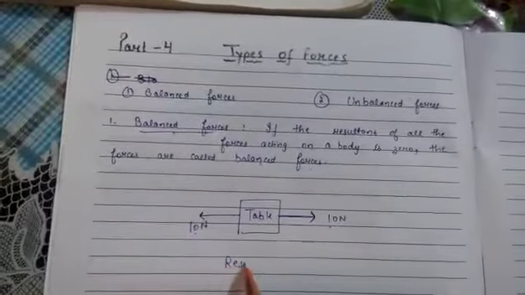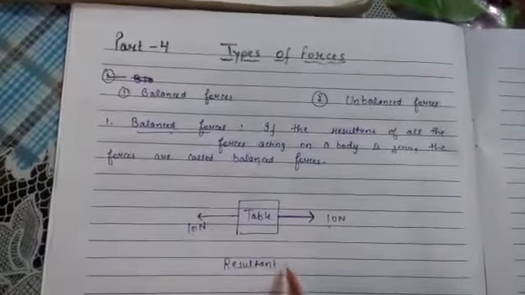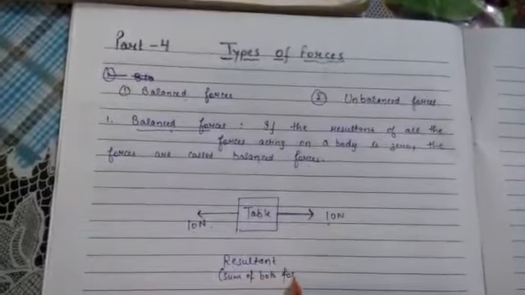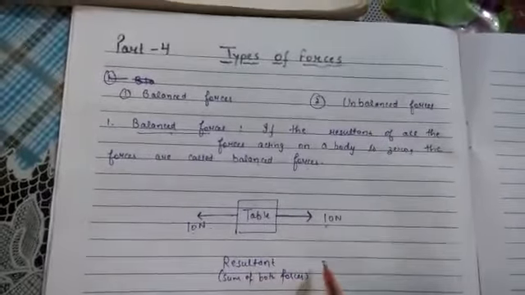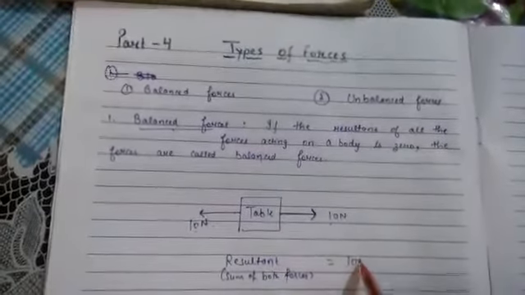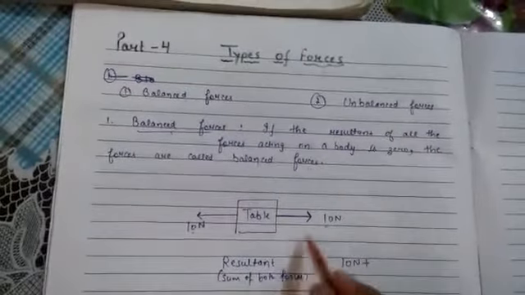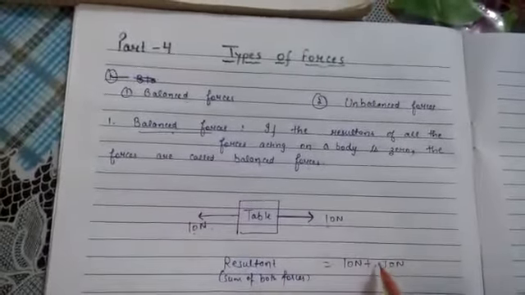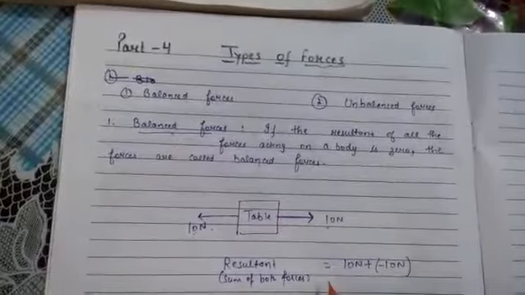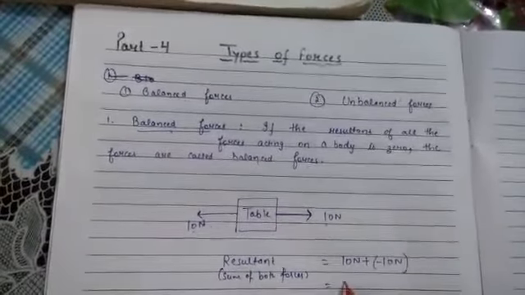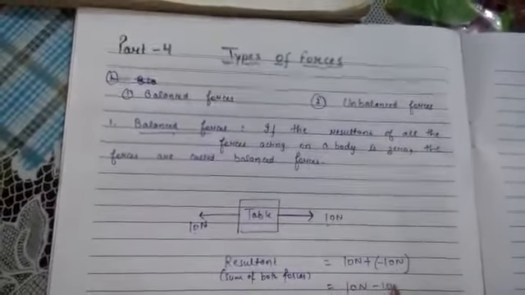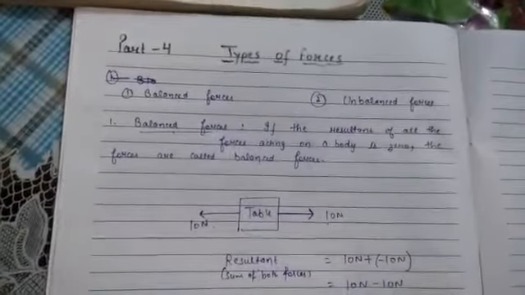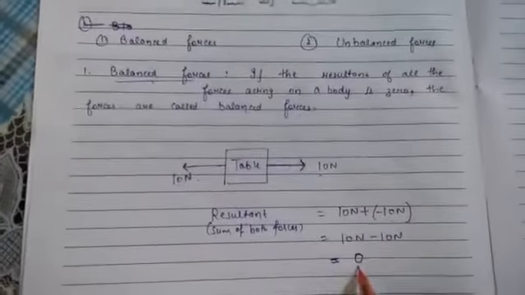Suppose we want to find a resultant. Resultant means sum of both forces. We will add first this force, which is 10 Newton. We want to add this force, 10 Newton, but it is in the opposite direction. When the other force is in the opposite direction, we will take a negative sign. So 10 Newton minus 10 Newton, what will it become? 0. So the resultant came 0.